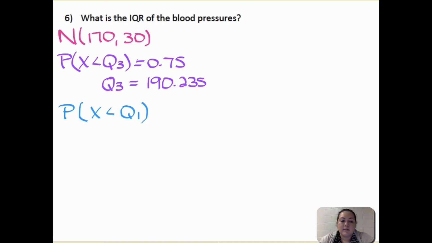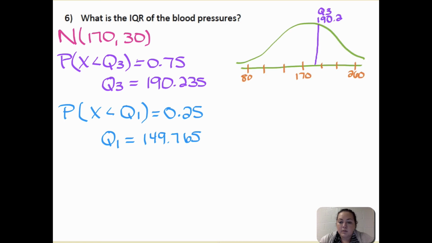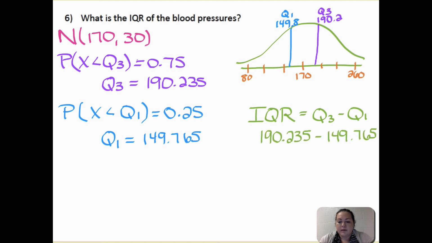And then quartile 1, what's the value that x is less than quartile 1? I have to set that equal to 25% because quartile 1 would be at the 25% mark. And if I plug that in, 0.25, 170, and 30 into my inverse norm, I get 149.765. So my model, I would be at quartile 3 and quartile 1. And all of this is giving me the value below those quartiles. So if I do the IQR, it would be quartile 3 minus quartile 1. And I would end up with 40.47.